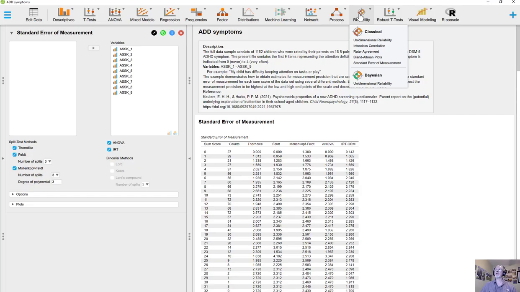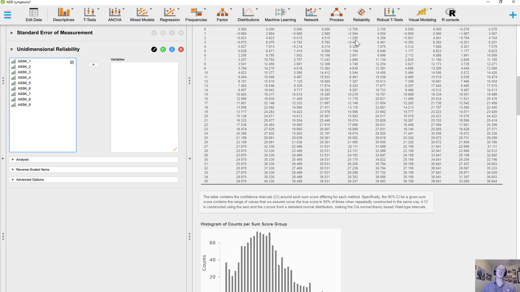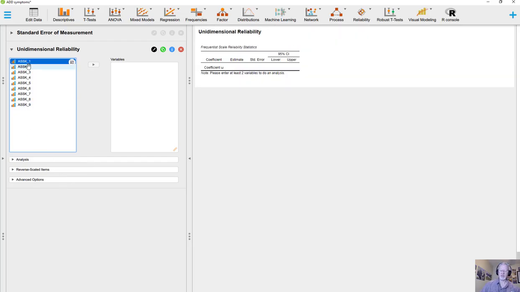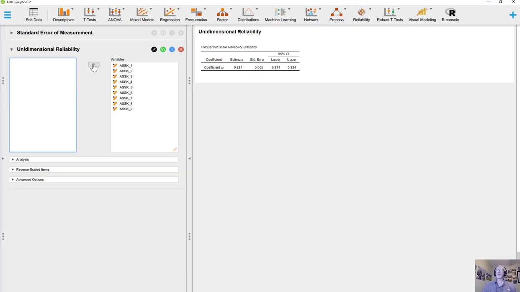Okay, let's go ahead and take a look at reliability. We're going to go to unidimensional reliability. Take all the items, these are the symptoms, plug them in over here, and we come up with a coefficient omega, or McDonald's omega, of 0.884. It's nearing an excellent reliability score.